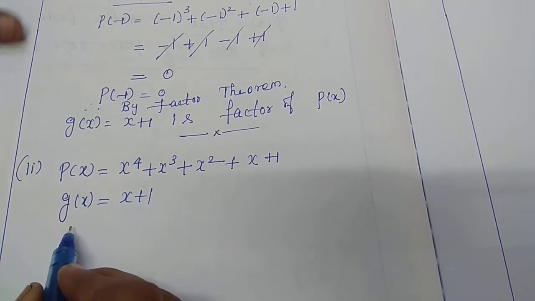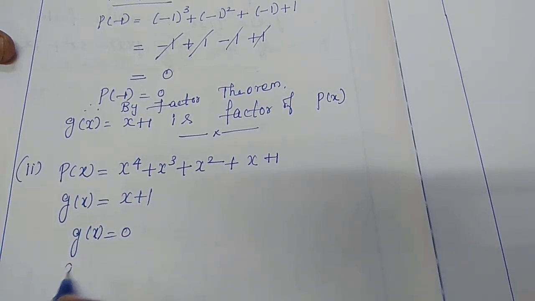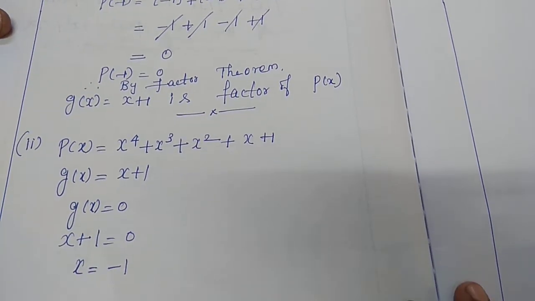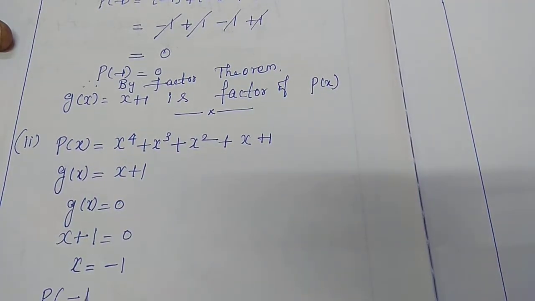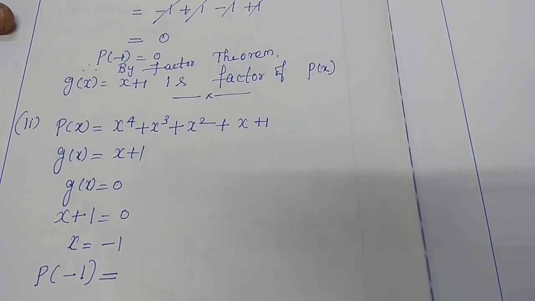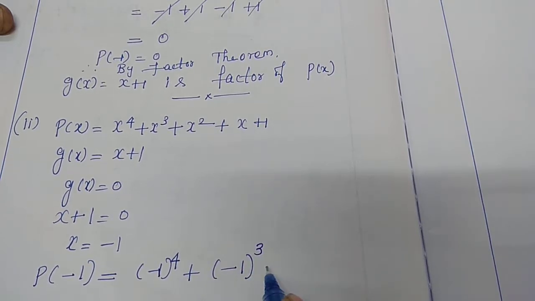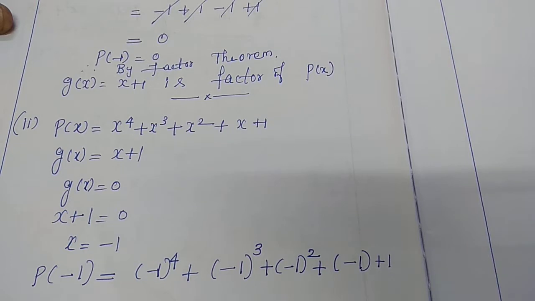So for finding the zero of g of x, put g of x equal to 0. That means x plus 1 equals 0. From that, x is equal to minus 1. Substitute x equal to minus 1 in p of x. That is, p of minus 1 equals minus 1 the whole power 4 plus minus 1 the whole power 3 plus minus 1 the whole power 2 plus minus 1 plus 1.